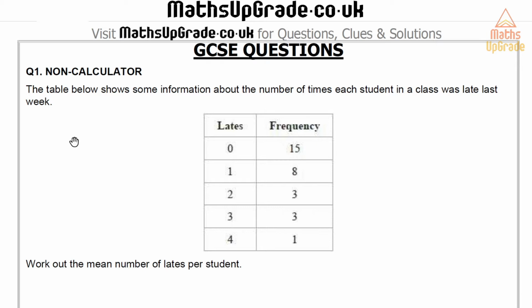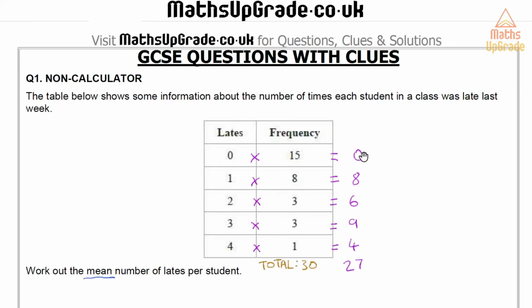Rather than writing out the numbers as a list, you can just find the sum of each group here. Since I've got 15 zeros, that means that all of these zeros must add up to 0. So I can just do 0 times 15, which equals 0. Since I've got 8 ones, rather than doing 1 add 1 add 1, I can just do 8 times 1, which is 8. Similarly, I can do 2 times 3, which is 6, 3 times 3, which is 9, and 1 times 4, which is 4.